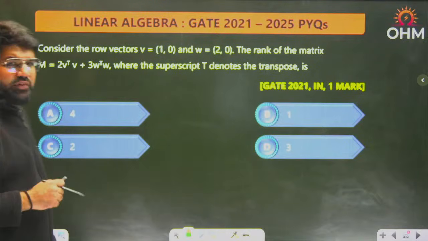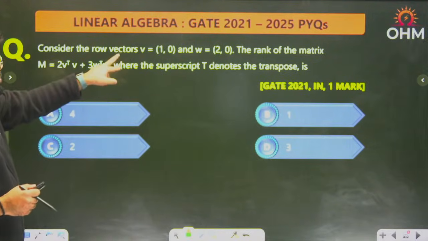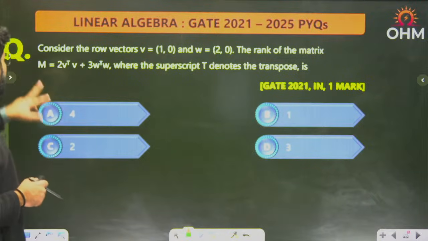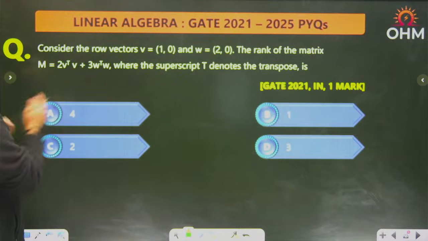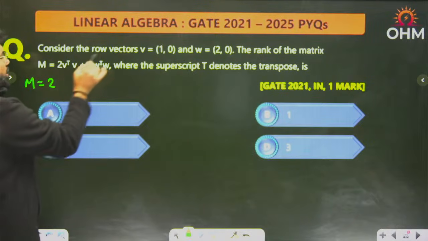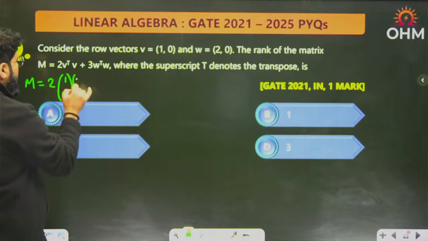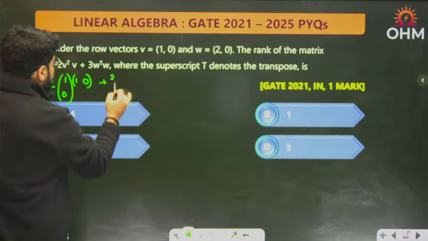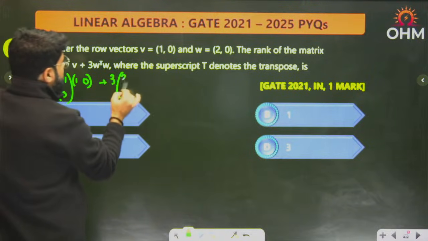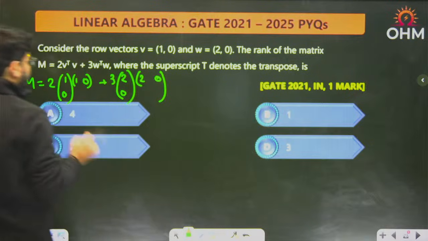Now, GATE 21 IN, 1 mark question. Next question, here it is. Consider the row vectors V is 1, 0 and W is 2, 0. What is the rank of the matrix M equal to 2 V transpose V plus 3 W transpose W? Okay, let's form this matrix. V transpose will be a column like this, 1, 0, and W transpose is 2, 0.